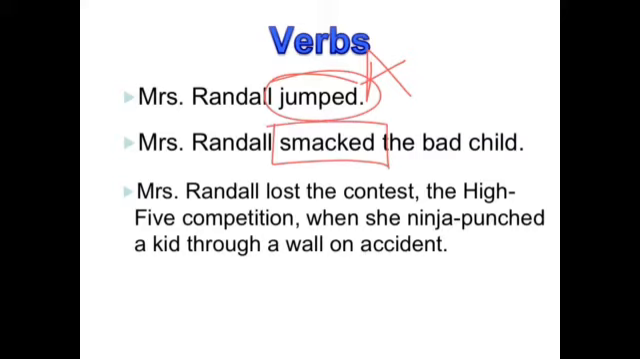Smacked. Is that an action, or is it going to be a boring linking verb? In this case, once again, action verb. Getting smacked is an action. Ooh, we have two in our next one.